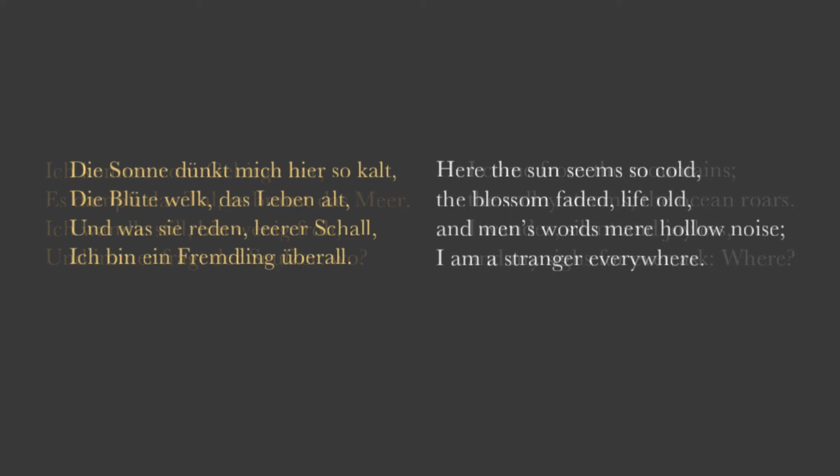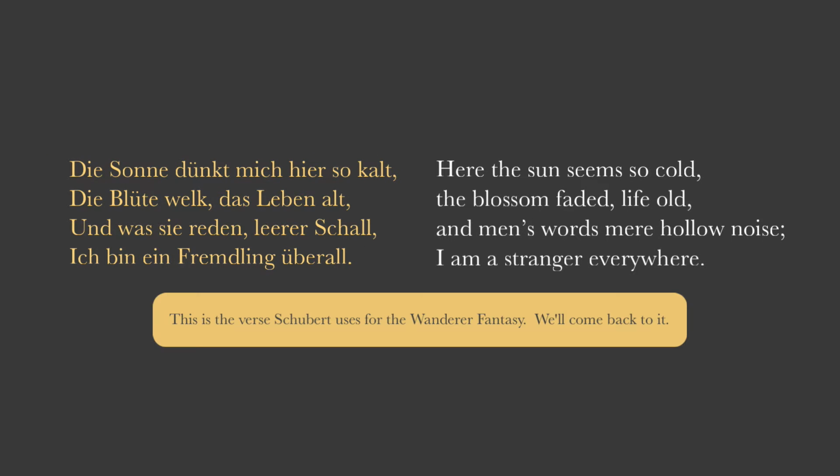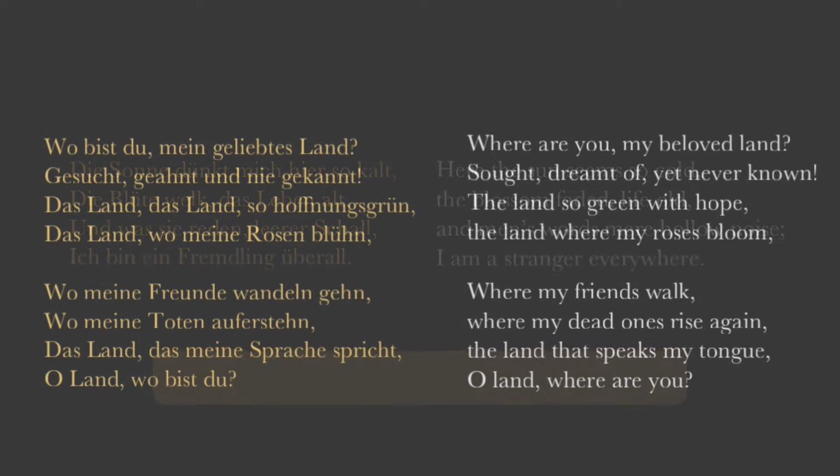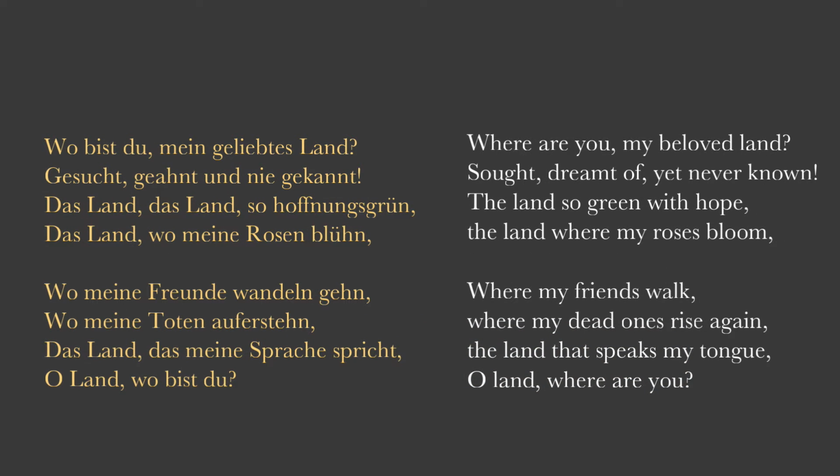In the second verse, the wanderer bemoans his current depressive condition, a sense of alienation from a world that seems faded and lifeless. In the next two verses, the wanderer describes a place he's trying to get to, a place he's never been to, but that he imagines is full of colour and hope, with friends, without grief, a land where he is understood and can make himself understood.